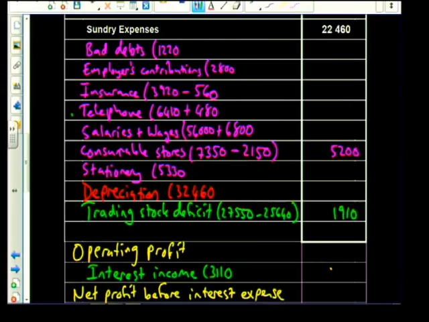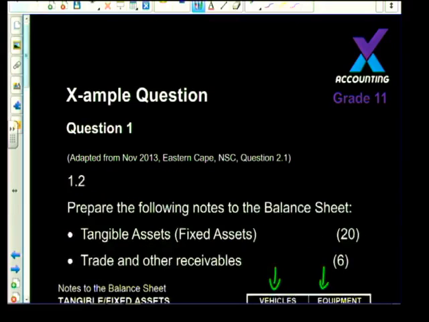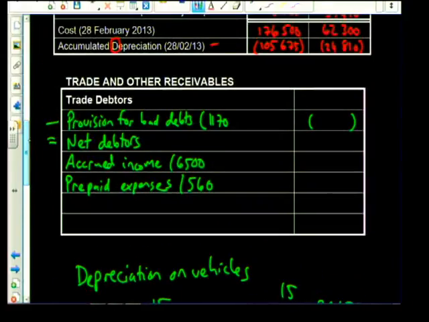Once again, I'll remind you, we were only being asked in this question to do the income statement and the note on trade and other receivables. So we're not going to do anything with that particular adjustment here. All we're going to do is add it to our telephone bill as we were supposed to add it.